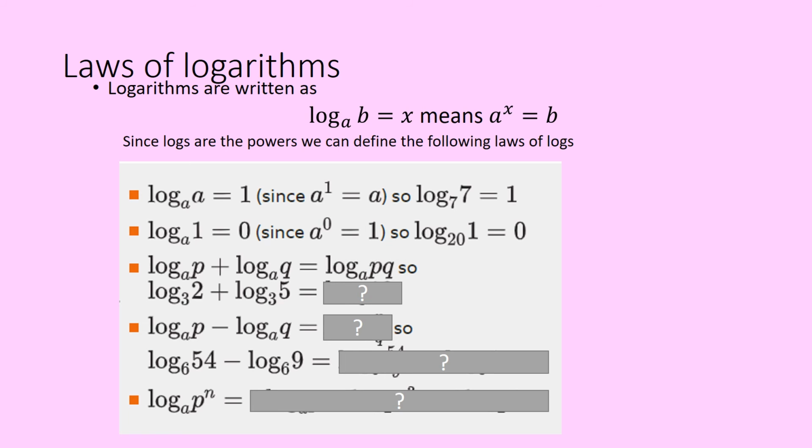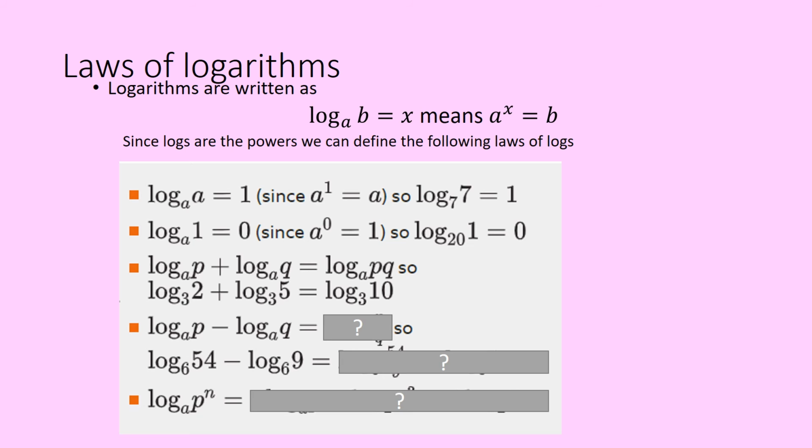And so, for example, if we had log base 3 of 2 plus log base 3 of 5, that means that your base is 3, and what do you have to raise 3 to get 2, and what do you have to raise 3 to get 5, and you're adding those powers. That would give you the number you need to raise 3 to get 2 times 5, 10. So that would give you the log base 3 of 10.